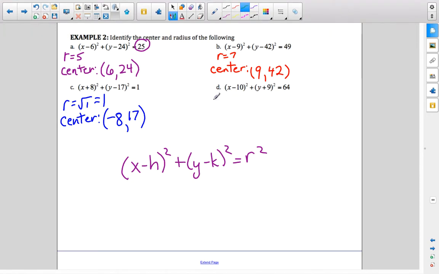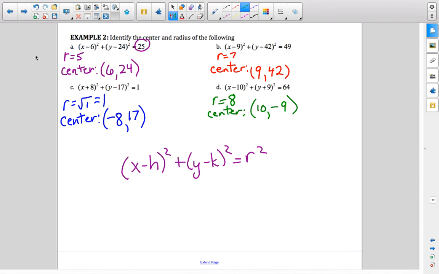Okay, next one. Our radius is not the 64, but it is the square root of 64, which is 8. And our center must be at 10, negative 9. Okay, this is going to the right and down 9.